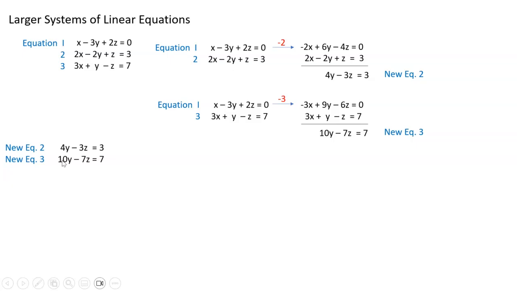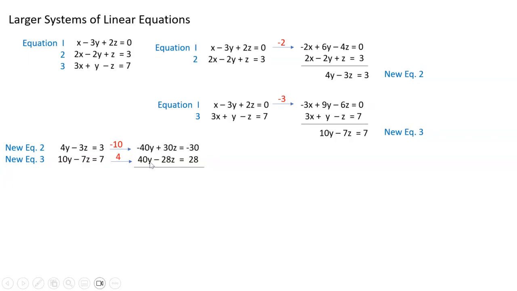So what I'm going to do is multiply the coefficient on number 3 by number 2, but it's going to be negative 10. Then I'm going to multiply the coefficient on number 2 by number 3, which will be 4. Why is that? Because negative 10 times 4y will give us a negative 40y plus 30z equals negative 30. And then when I multiply the 4 times equation number 3, the y is going to give us a positive 40y minus 28z equals 28.